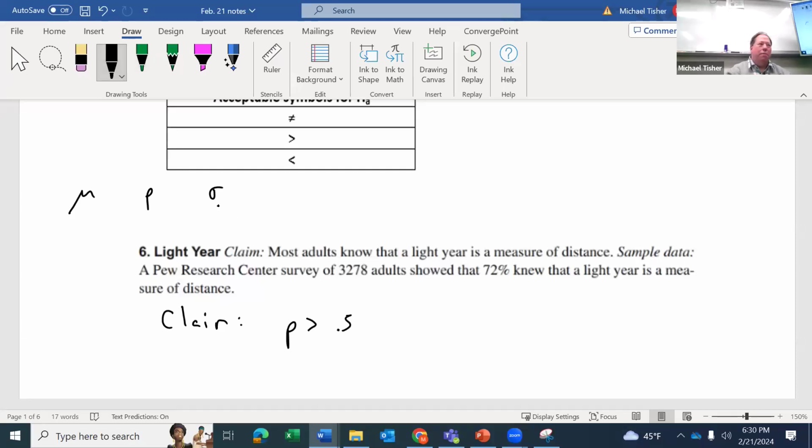Okay, so again, we're trying to find the H0 and H1. So we'll do the complement. All right, so what would the complement be in this case? Any ideas?